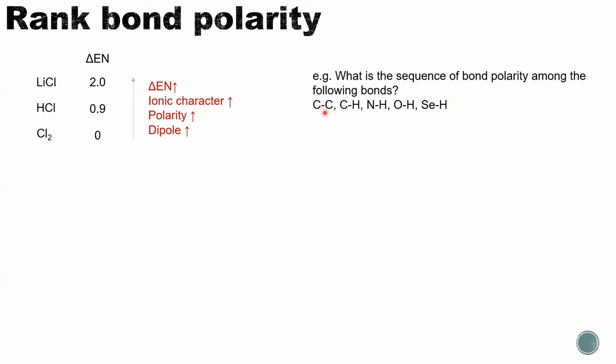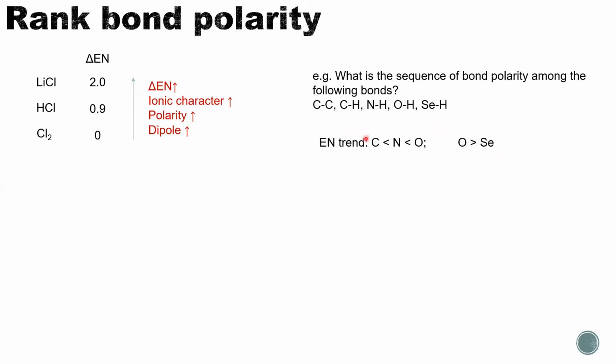Since we know the electronegativity trend, along the same row of the period, electronegativity increases. Carbon, nitrogen, and oxygen are in the same row, so carbon is smaller than nitrogen, which is smaller than oxygen. Along the same column in the periodic table, electronegativity decreases, so oxygen is larger than selenium, which is a few rows below oxygen.